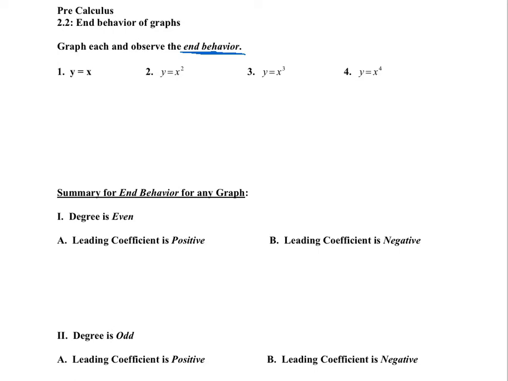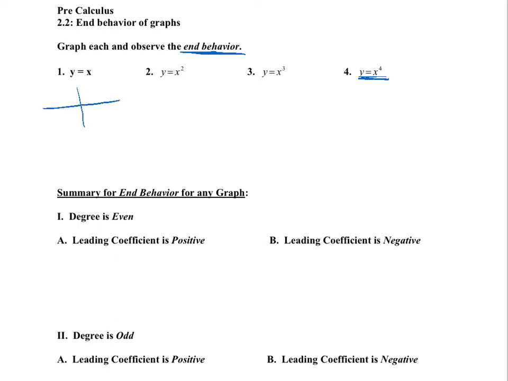Maybe what you could do right now is stop the video and just graph this, y equals x to the 4th, and see what that looks like. Okay, so you can stop it now and see what that looks like. Okay, hopefully you just did that. And let's look at the graph for all of these.